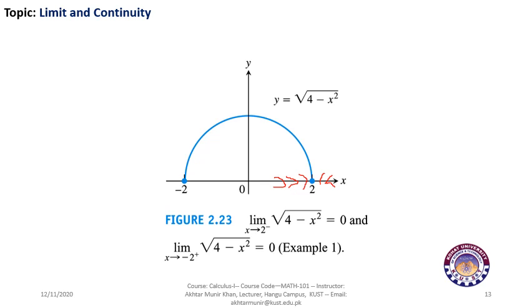So here, for minus 2 we can define a right-hand limit but cannot define a left-hand limit, and the right-hand limit again can be seen graphically and using mathematical calculation to be equal to 0.